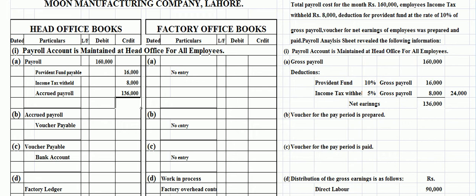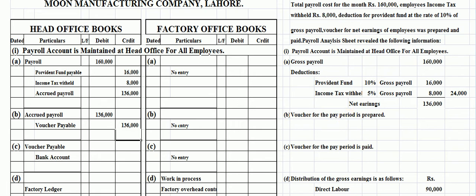Now, the next part is B. Voucher for the pay period is prepared. For this purpose, we again move to the book of head office, where accrued payroll is debited with the amount 1,36,000 rupees, and voucher payable is credited 1,36,000 rupees here. Students, this is the preparation of voucher payable in these entries.